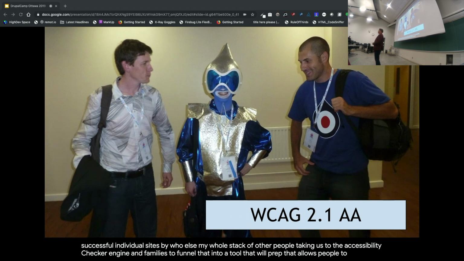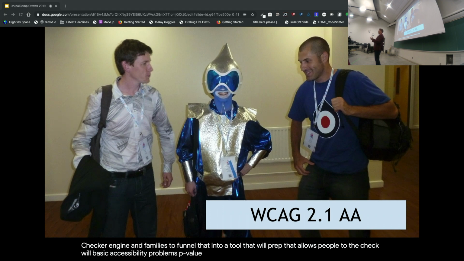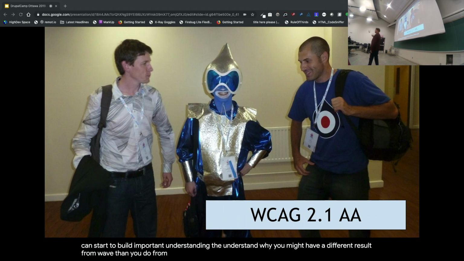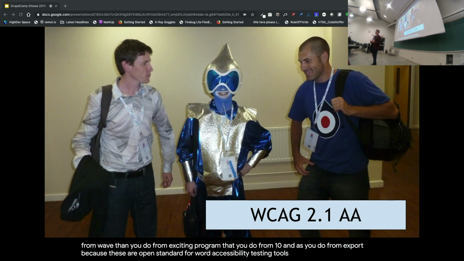be able to check for basic accessibility problems and to evaluate that and have a standard that hopefully everyone can start building towards an understanding, so that you can understand why you might have a different result from Wave than you do from Site Improve, as you do from Tenon, as you do from AxeCore. That there's an open standard for accessibility testing engines, and that there's common patterns that are being looked for in all of them in order to make sure you meet your needs.